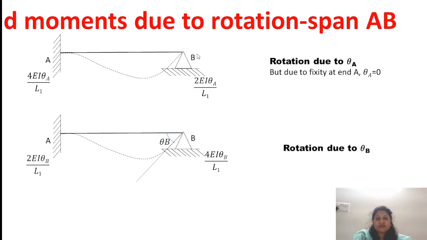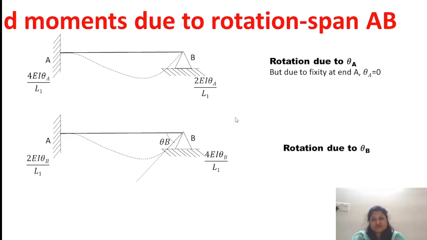For BA, it is a clockwise direction and as per our sign convention, it is negative. So this is nothing but half of the moment at A, which is 2EI theta upon L1. Now, if you see the span AB, the rotation due to theta B.